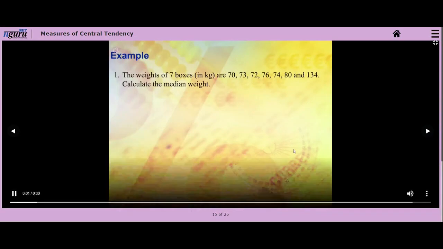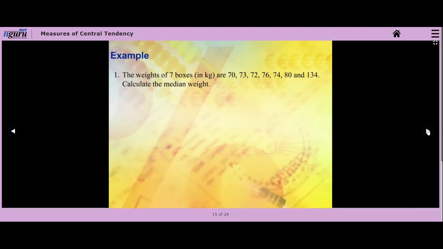Consider an example. The weights. So what is the median here? It's already arranged in ascending order. 76, ma'am.